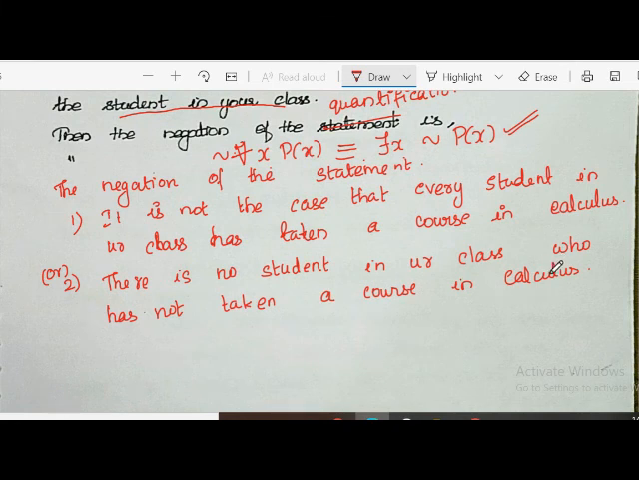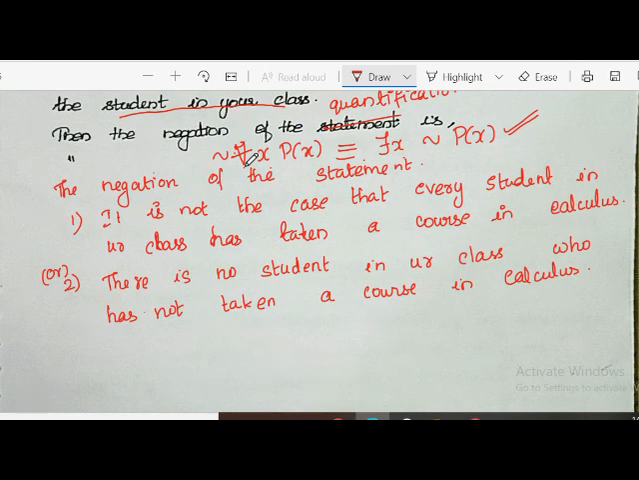You can also express the statement like this: every student in the class has not taken. So negation of for all x means there exists. So you can say that some students in the class have not taken the course in calculus.